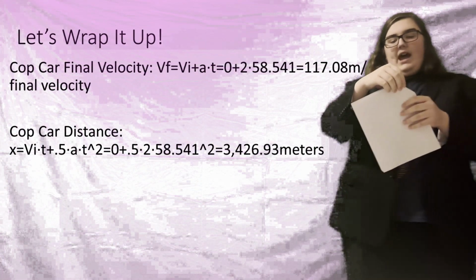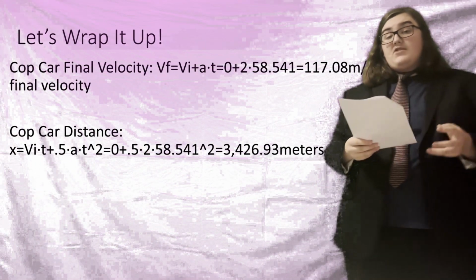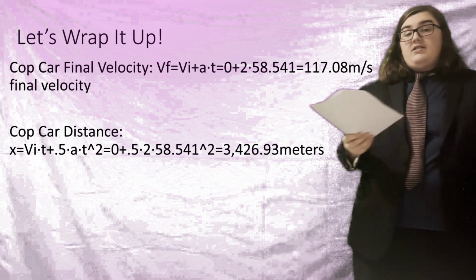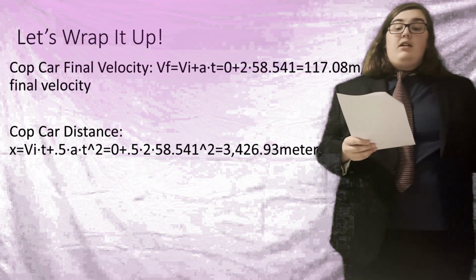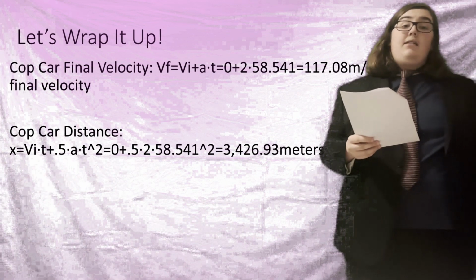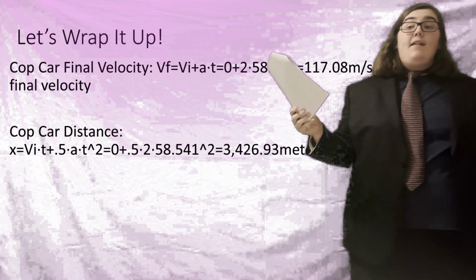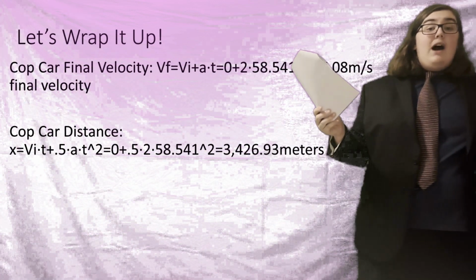And to find out how far the cop travels, we use the same equation from before: x equals 1/2 times acceleration times time squared, obviously without velocity, and then we end up with 3,426.93 meters. And that's about it. So how easy was that, huh?